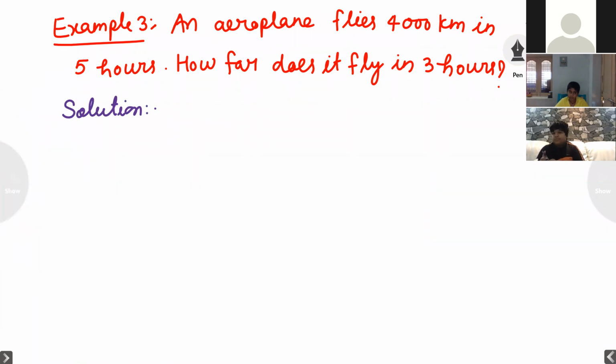Now here the question is given in reverse. An aeroplane flies 4,000 kilometer in 5 hours. How far does it fly in 3 hours? 5 hours, 4,000 kilometer. I want to find out 1 hour how many kilometer. After that 3 hours we need to find out. Note down.